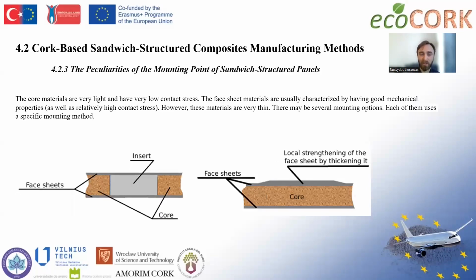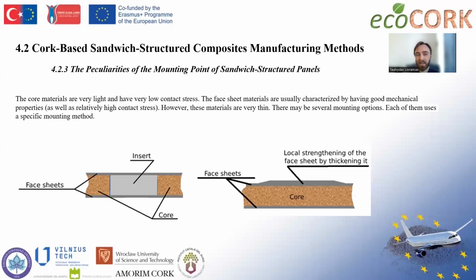However, the production is not so simple because the core materials are very light and have very low contact stress. The face sheet materials are usually characterized by having good mechanical properties as well as relatively high contact stress. As you can see in the picture on the right, the face sheet material is usually very thin, while the core material is quite thick. However, the contact stress is quite low.